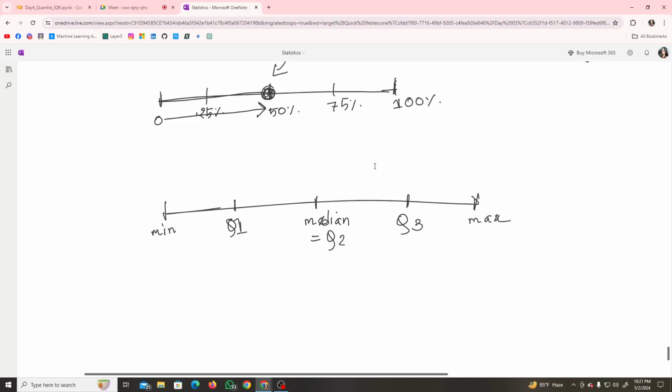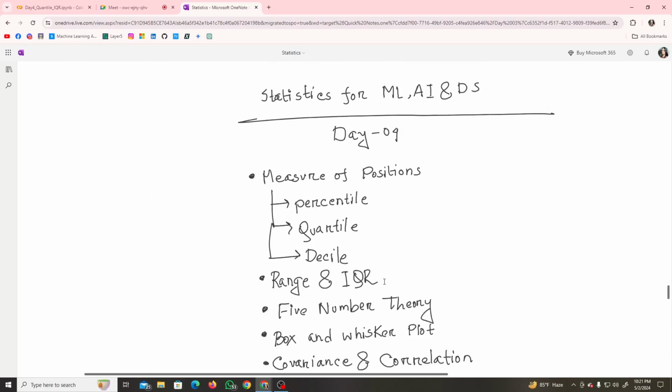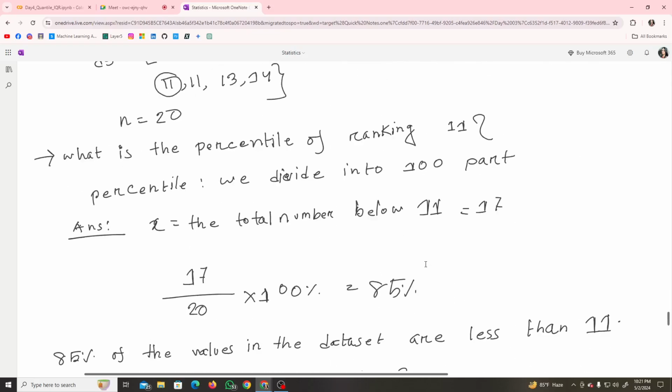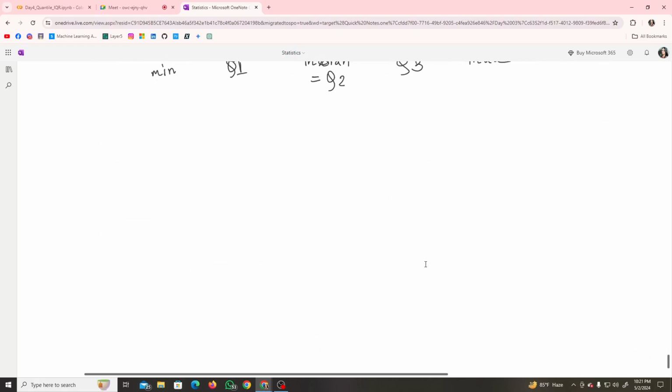To understand this concept more clearly, we are going to learn range and interquartile range. Before that, let me shortly tell you what decile means. In decile, you divide the dataset into 10 equal parts. You mainly need these two parts. Okay, so let's understand what range is.